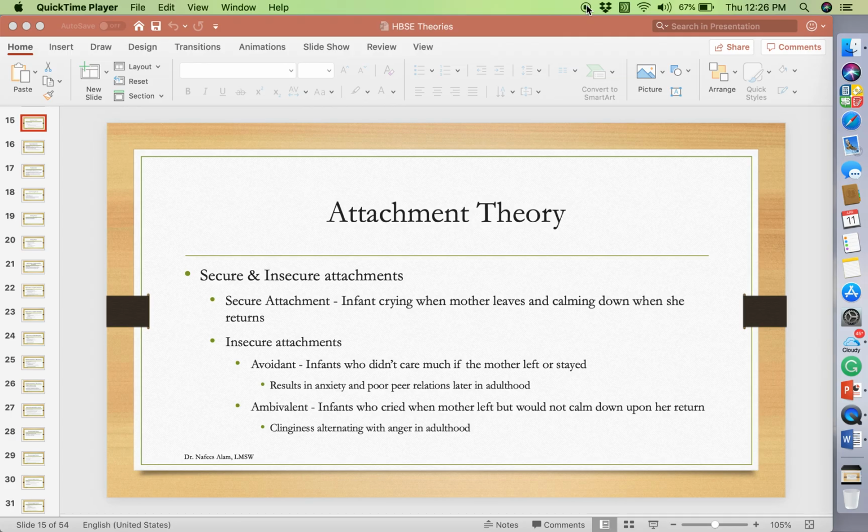The second is ambivalent insecure attachment, where infants cried when the mother left, but when she returned, they still would not calm down. With ambivalent insecure attachments, graduating to adulthood, you see clinginess potentially alternating with anger.